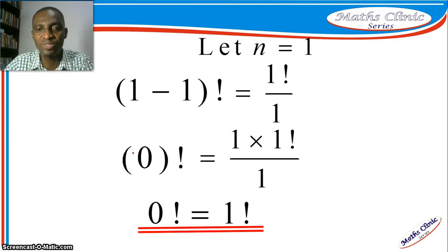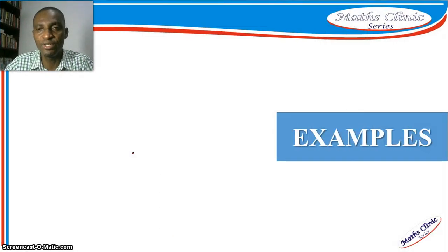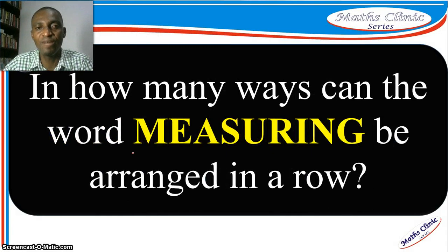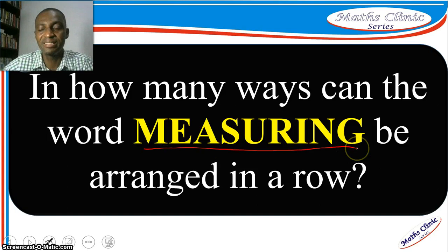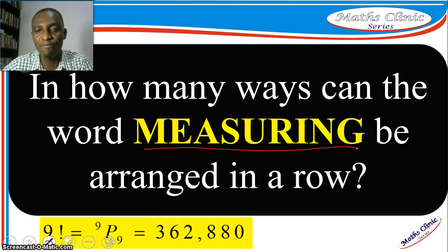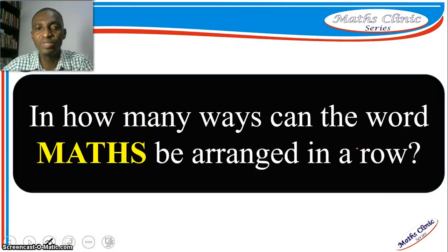So let's take a few examples and then we end this part of the video. Here, the first question is, in how many ways can the word measuring be arranged in a row? I'm sure you can pause the video and do this. You count the number of letters involved and there's no repetition, so that will give us that total number factorial. So n factorial is the same as n permutation n, and the answer becomes 362,880.